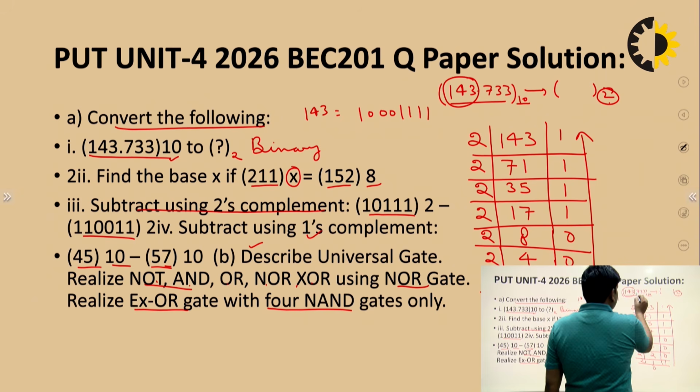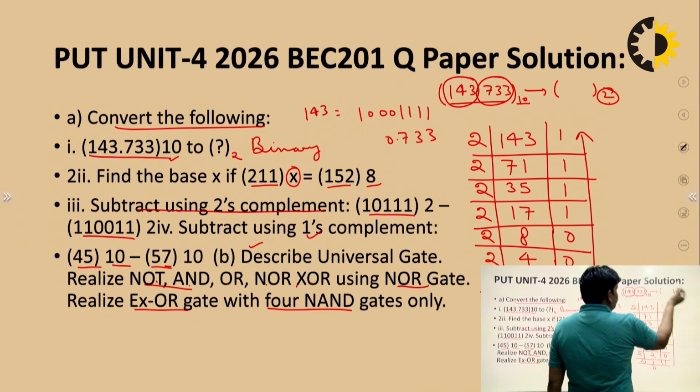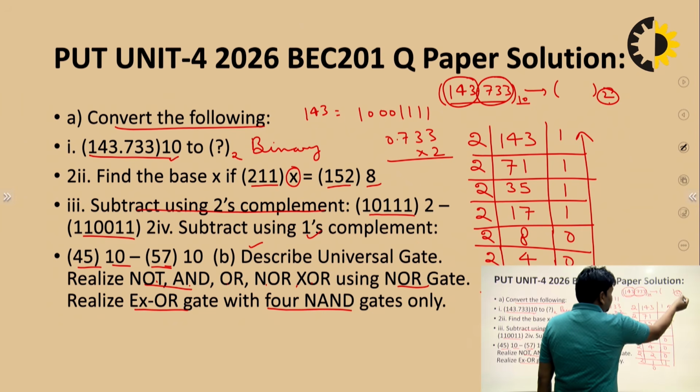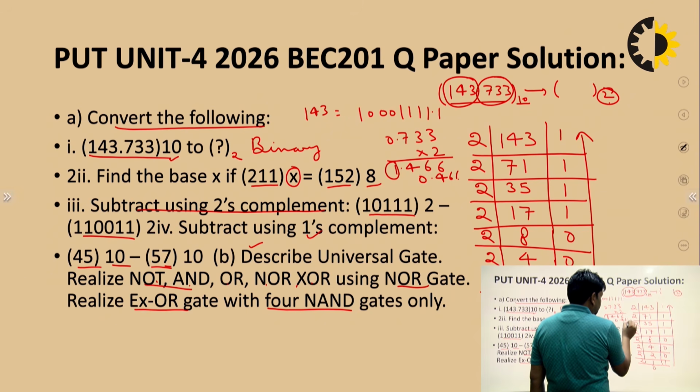Then we calculate the fractional part. The decimal part is written as 0.733, and we change its radix. So we multiply this number by 2, changing to radix 2. 2 times 3 is 6, 2 times 3 is 6, 2 times 7 is 14. Whatever the integer value is, we put it here, and then the value is 0.466. Then we multiply: 2 times 6 is 12, 2 times 6 is 12 and 30, 2 times 4 is 8 and 9. So 0.912.